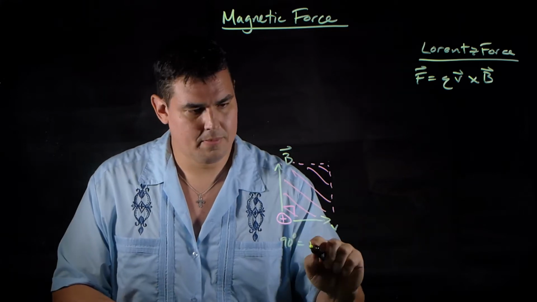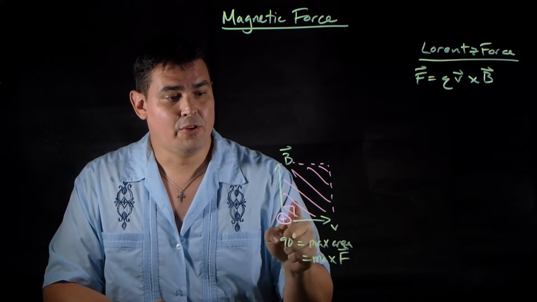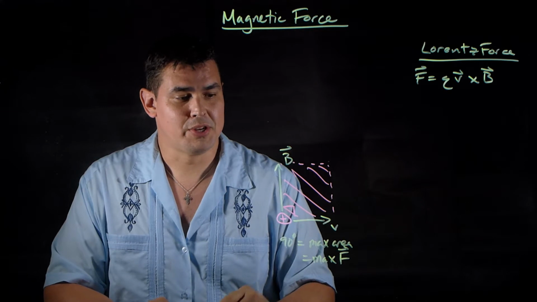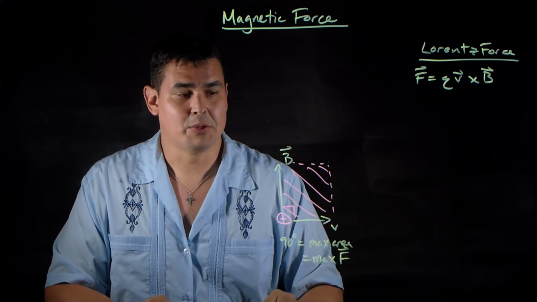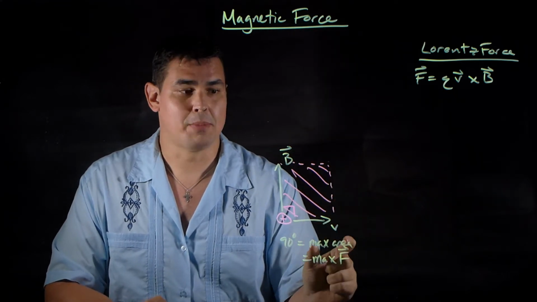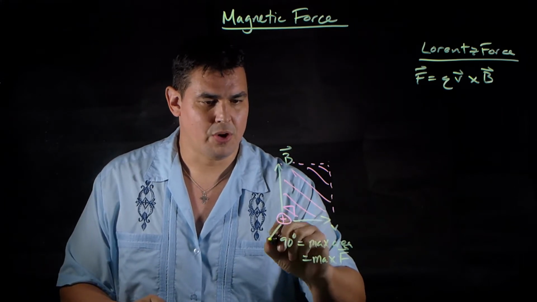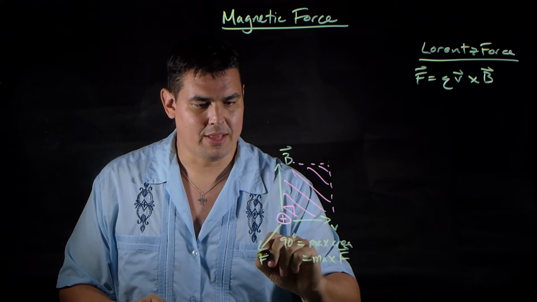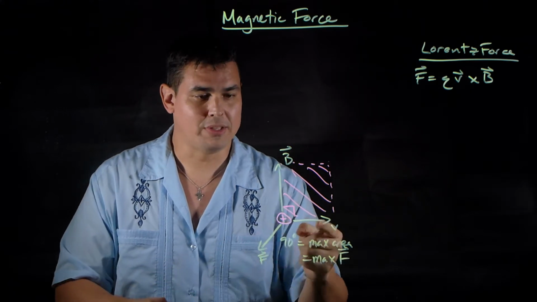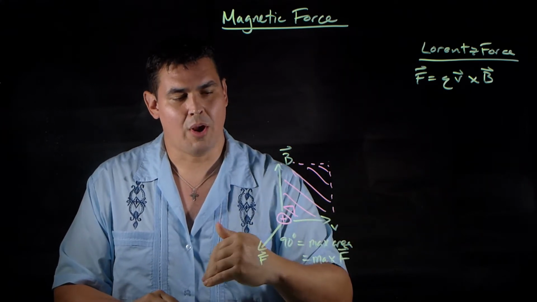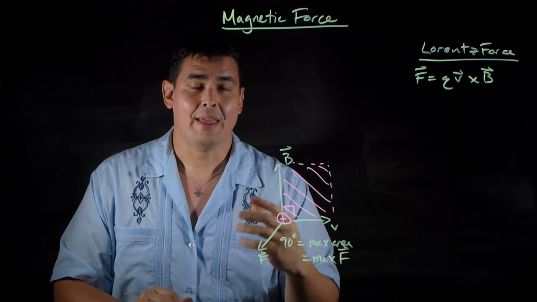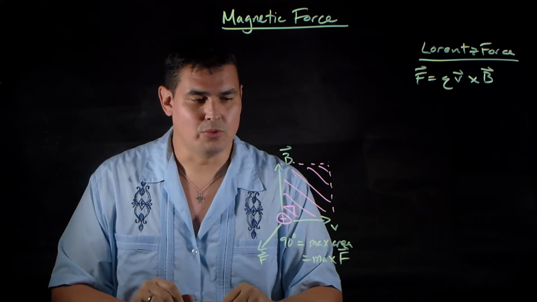So at 90 degrees, when these two vectors are perpendicular to each other, you get the maximum area between those vectors, and that means you get the maximum force from this. You would represent that here by drawing this vector coming this way. That's the way the force vector would point. It points at a right angle to those two, and the direction depends on something called the right-hand rule. We'll use that in a little bit.